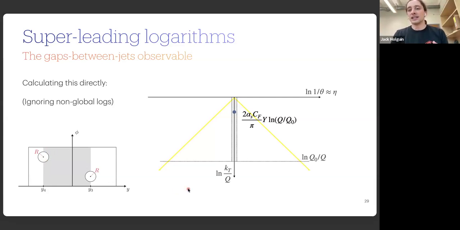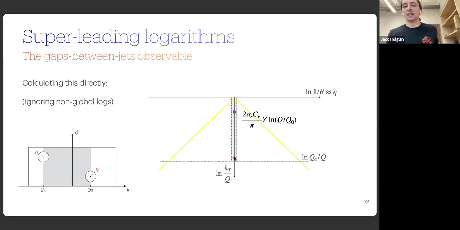And as I emphasized earlier, you calculate at one loop on the Lund plane by integrating the loop diagrams in the region where the emissions are not allowed. So for this observable, we're not allowing emissions into the gap between the jets when they have a transverse momentum above our threshold scale. And so that's this small sliver here.